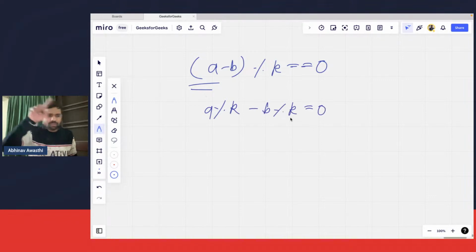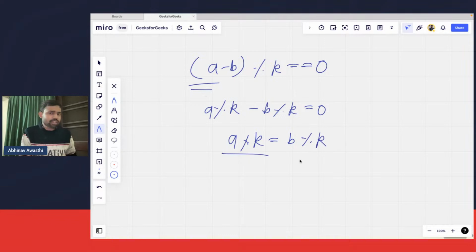Somehow like this, it will be a whole bracket k also. So it will be like this if I extend it. It means a mod k should be equal to b mod k. Both the numbers in the pair that we will have, a comma b, should be from the same group, which means they should have the same mod k value.